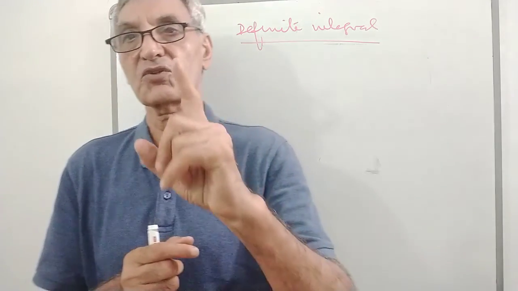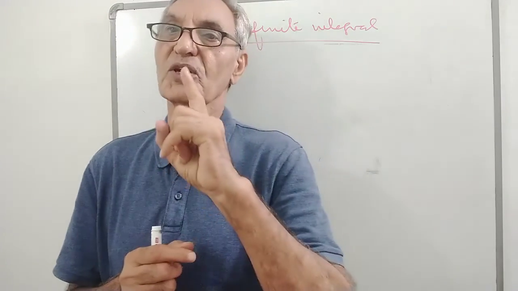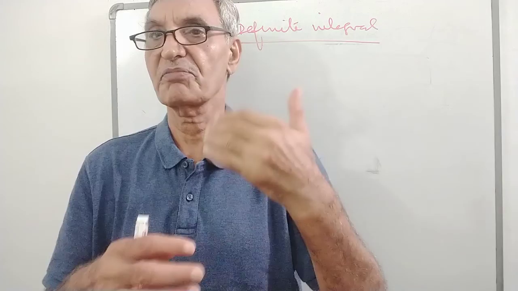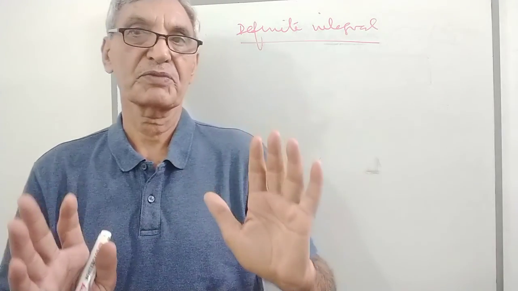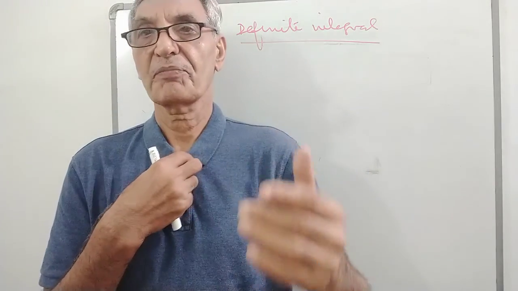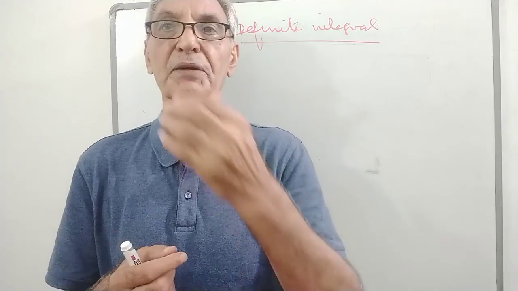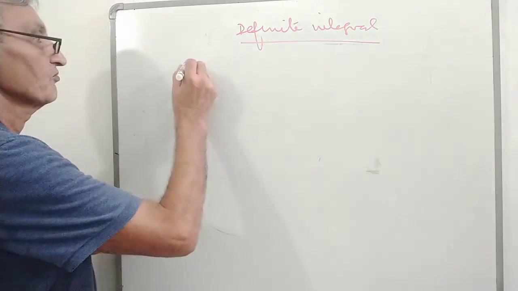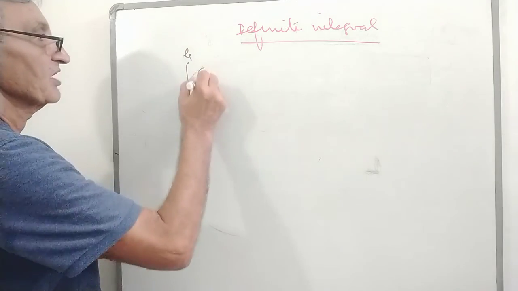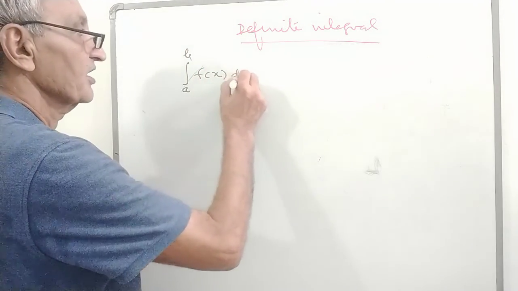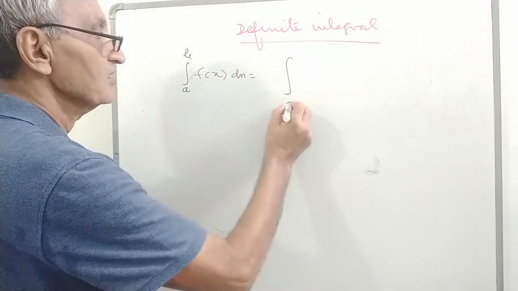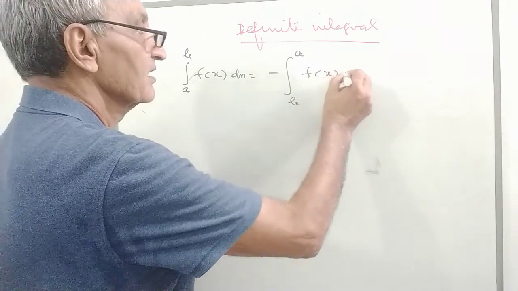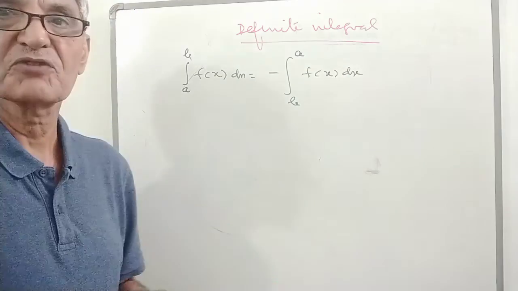Today in this video I discuss only one property, and I'll do four or five questions based on it. I introduce this topic with a simple property. The first property is that the integral from a to b of f(x) dx, if I change the limits from b to a, will only have a minus sign.